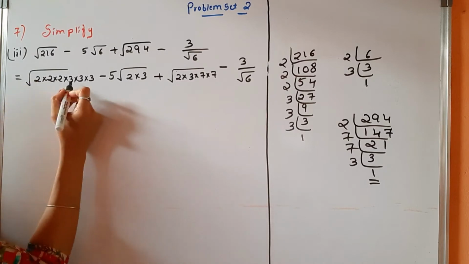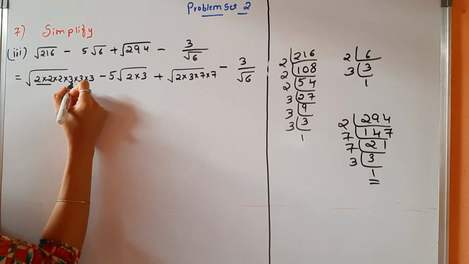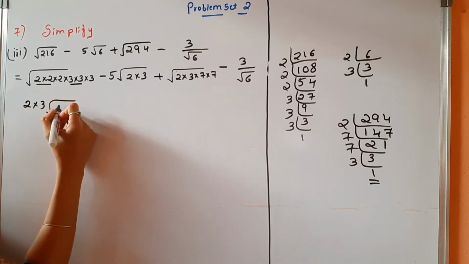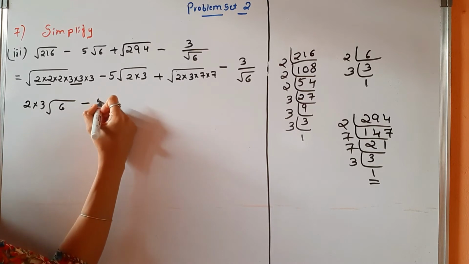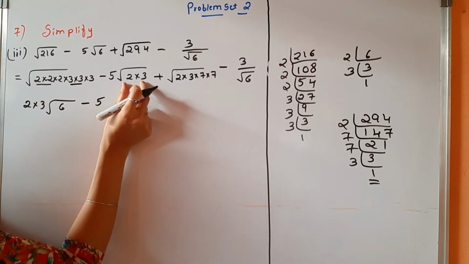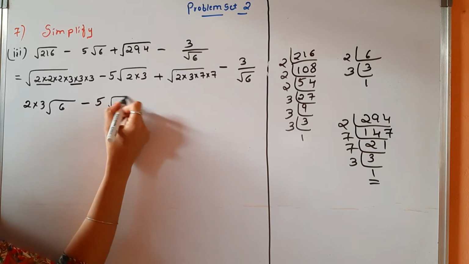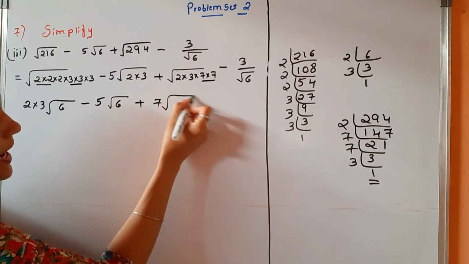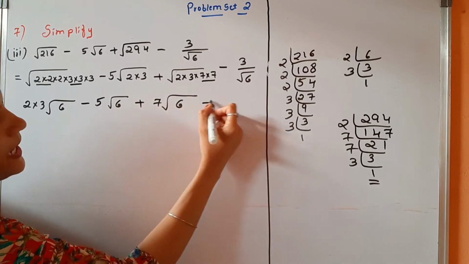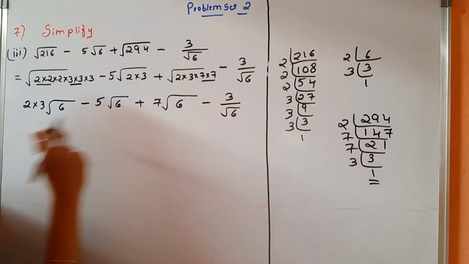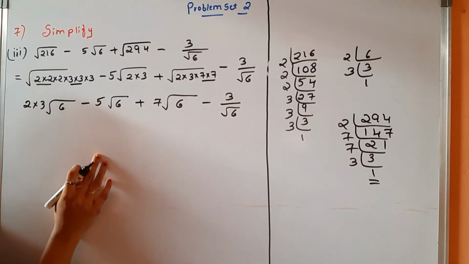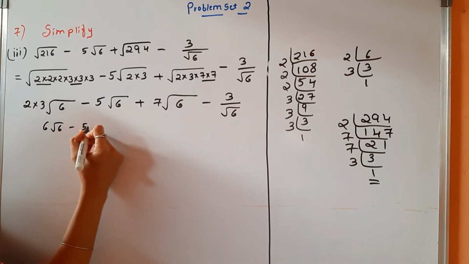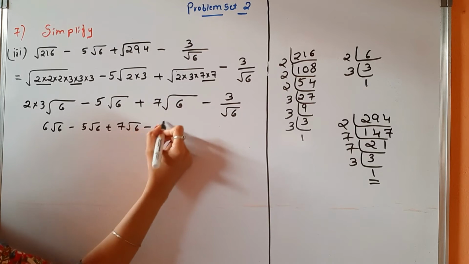Now see here which can be paired: 1 pair here, 3 1 pair. So what will happen? 2 into 3 we can take out. What is remaining? 2 into 3, that is 6, minus here 5 root 2 3, we cannot take anything out, there is no pair here, so we can keep it like this only, plus here 7 is a pair, so I can take it out, and 2 3s are 6, minus 3 root 6. Now looking at this, you know the step. If you want I can write one more step, that is 2 3s are 6, root 6 minus 5 root 6 plus 7 root 6 minus 3 root 6.